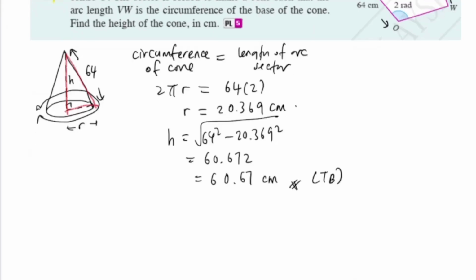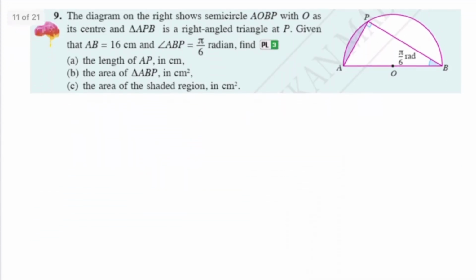Okay, now let's look at question number 9. Diagram on the right shows semicircle AOB with O as the center. The triangle ABP is right angle at P. Given AB equals 16, angle ABP is pi over 6 radian. Find the length of arc AP.